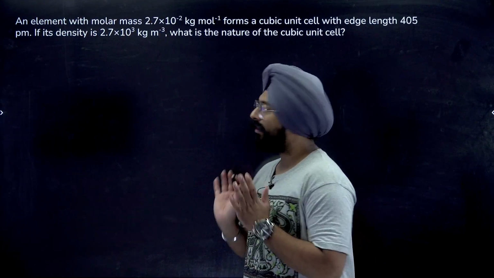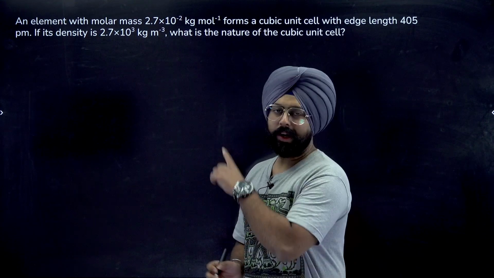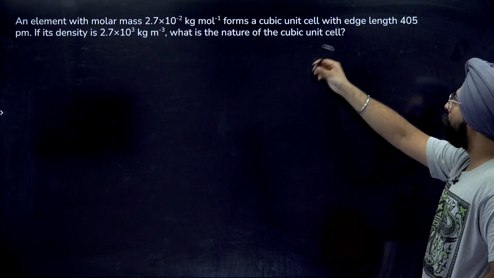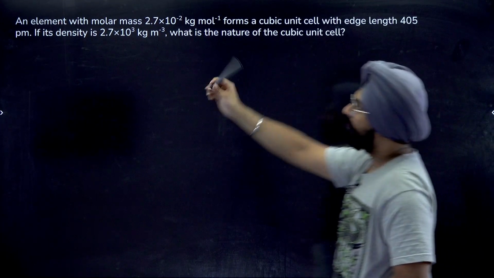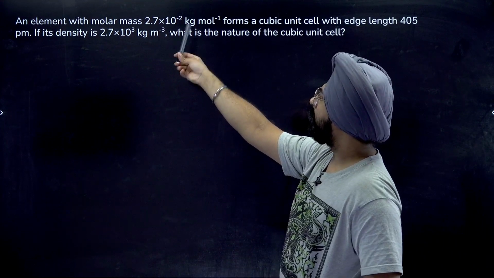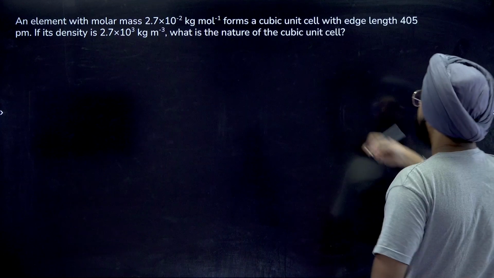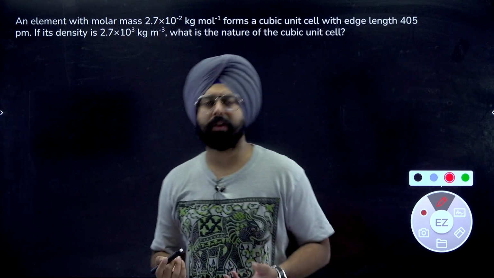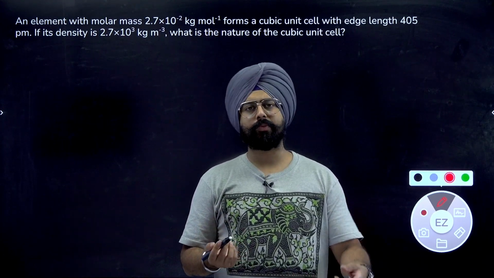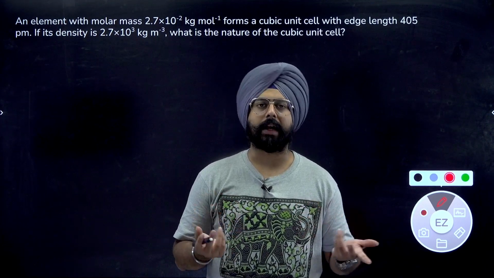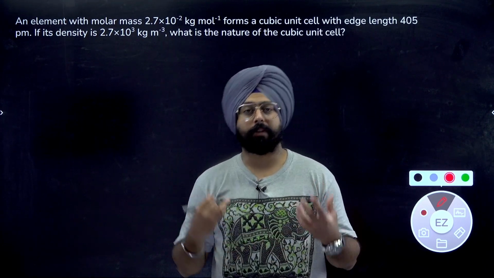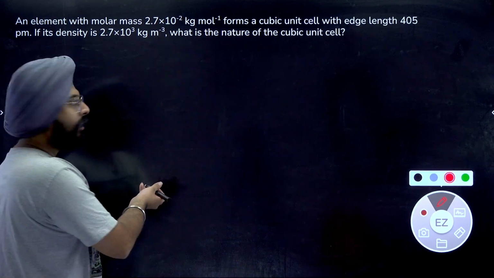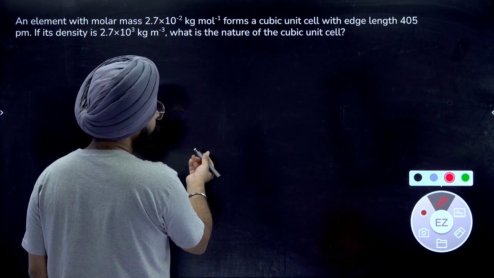Now, let's solve this particular question. Over here, we can use approximation. Very nice. An element with molar mass 2.7 into 10 to the power minus 2 kilograms per mole forms a cubic unit cell with edge length 405 picometers. If its density is 2.7 into 10 to the power 3 kilogram per meter cube, what is the nature of the cubic unit cell? Basically, they're asking, is it simple cubic? Is it FCC? Is it BCC? And the easiest way to figure that out is to calculate what's the rank. How many atoms are there inside 1 unit cell? If we can figure that out, we would know whether it's FCC, BCC or simple cubic. So let's just write all the information that we have and I think we'll have the answer.